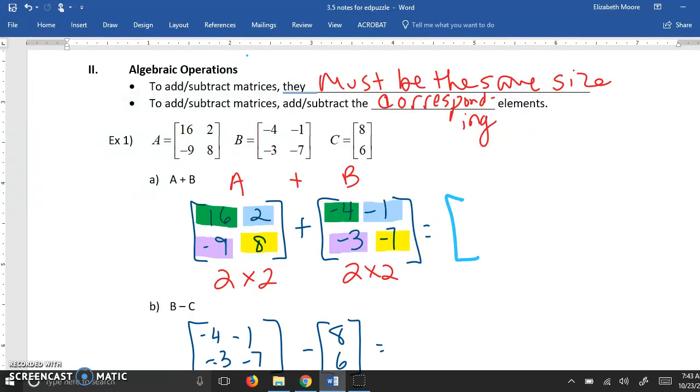Okay, so 16 plus negative 4 will give us 12. 2 plus negative 1 is 1. Negative 9 plus negative 3 is negative 12. And 8 plus negative 7 is 1. And notice, guys, that our answer is going to be the same size. So a 2 by 2 matrix plus another 2 by 2 matrix will give us an answer that is also 2 by 2.